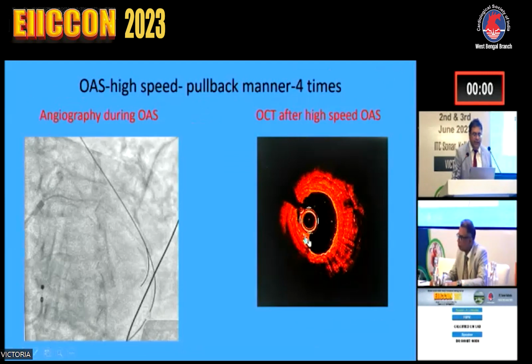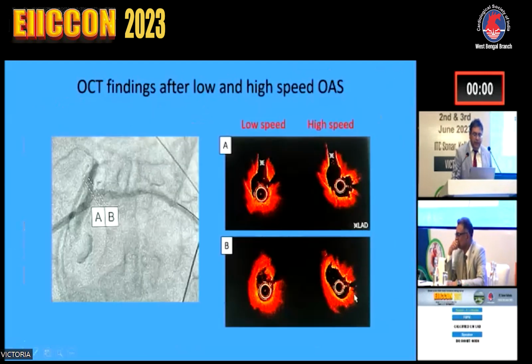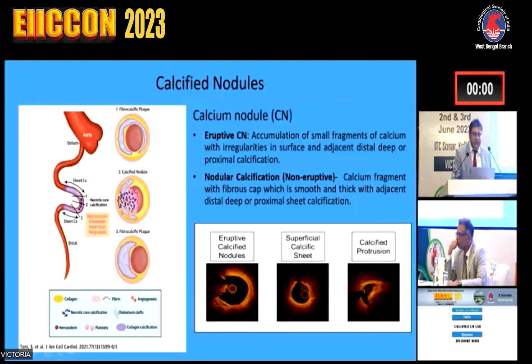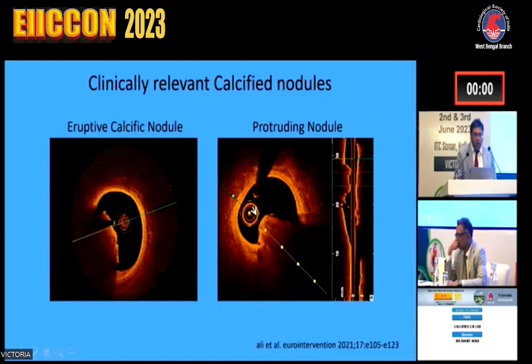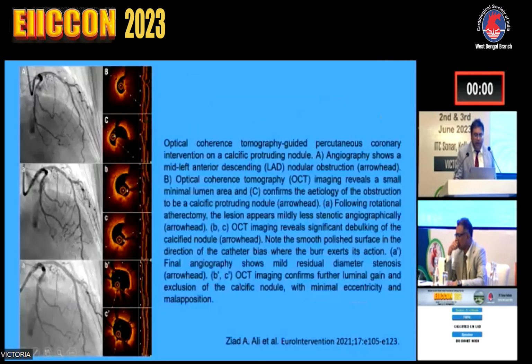OAS is a high speed orbital atherectomy modality. If we can pull back, this is the OCT finding, low and high speed OAS. Then a word about calcified nodule. You can see the types of nodules, like eruptive and nodular. These are the two clinically relevant calcified nodules.